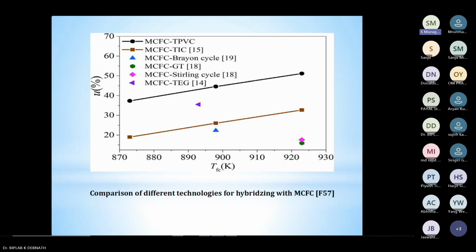So different arrangements are given, like TPVC, that means thermophotovoltaic conversion, that I didn't tell here. Then thermoelectric conversion, thermionic converter, Brayton cycle, gas turbine, Stirling cycle, all results are included in this picture. You can see, the maximum conversion efficiency of up to 55% you can obtain by combining these systems with a high operating temperature of 925 Kelvin. I'm sorry. Next.